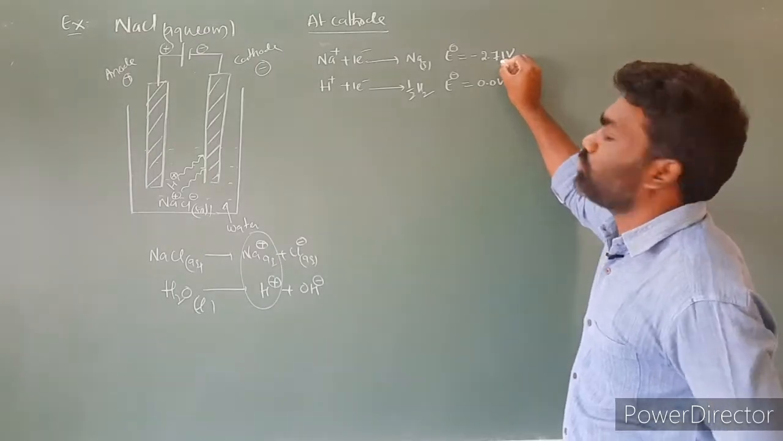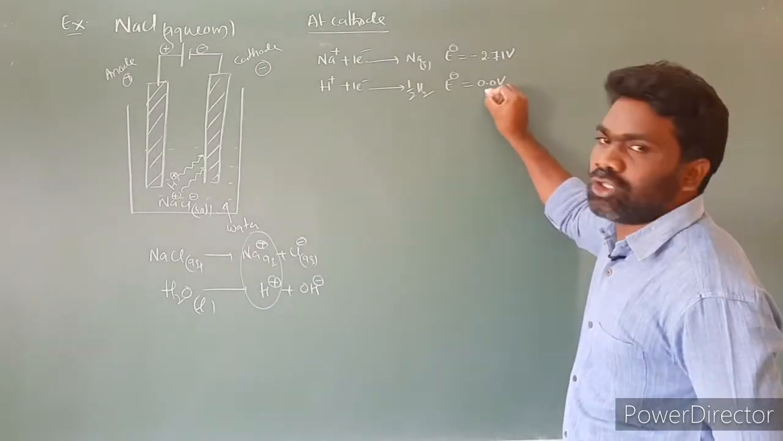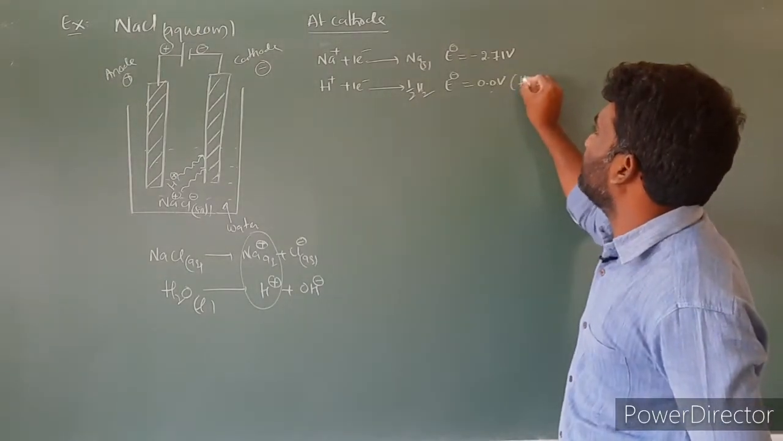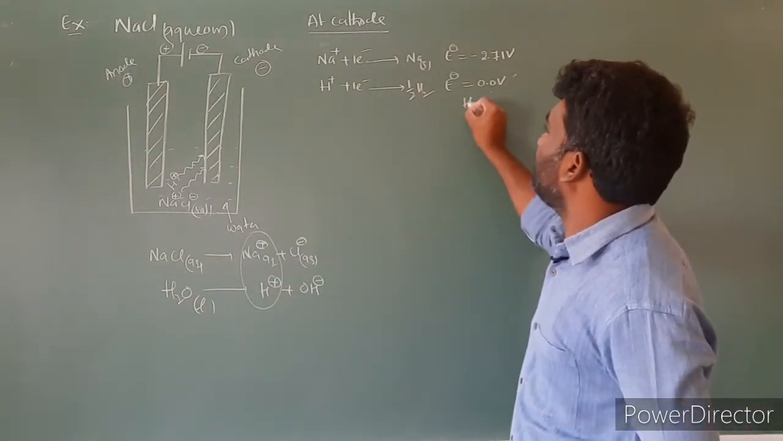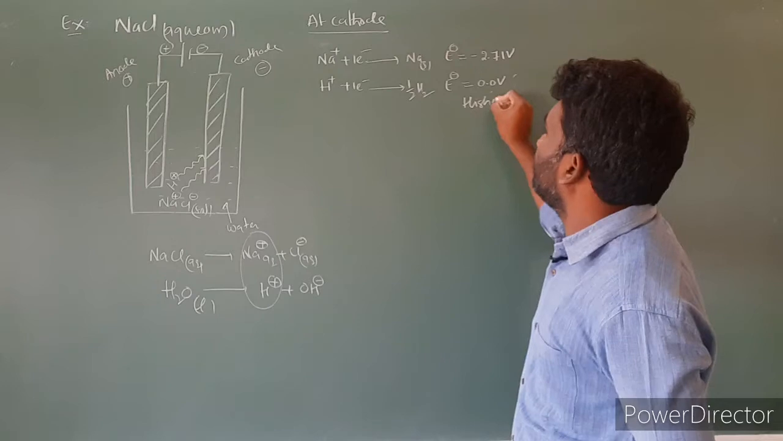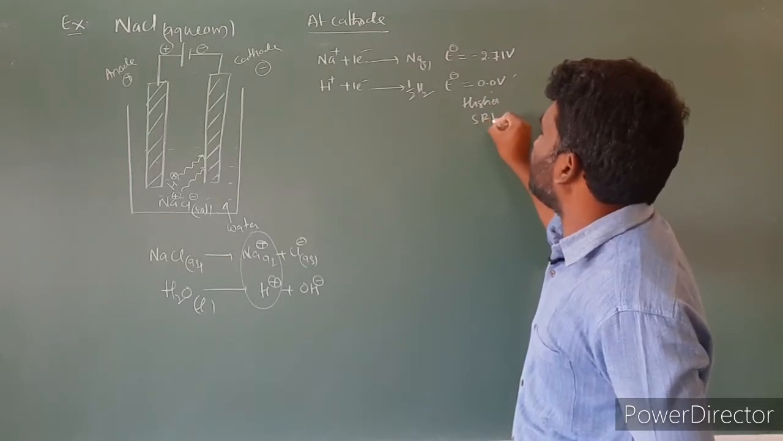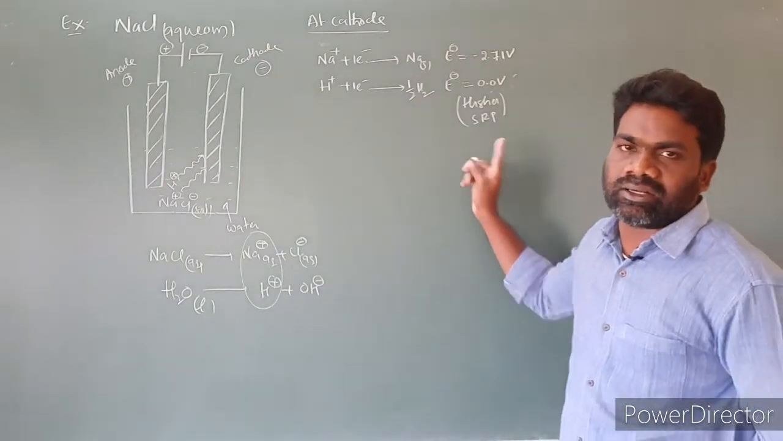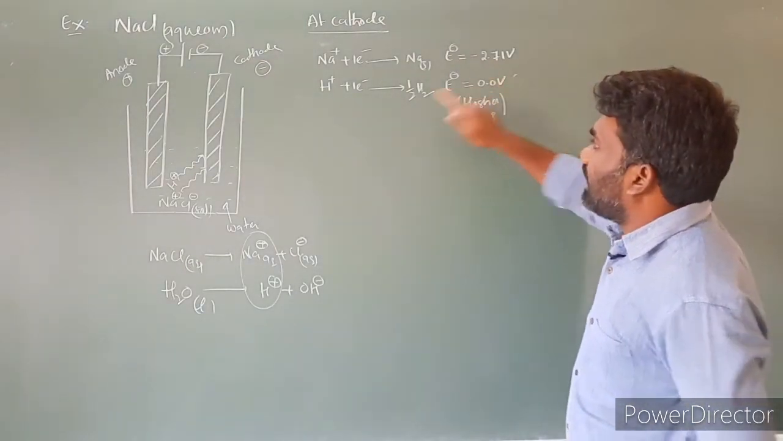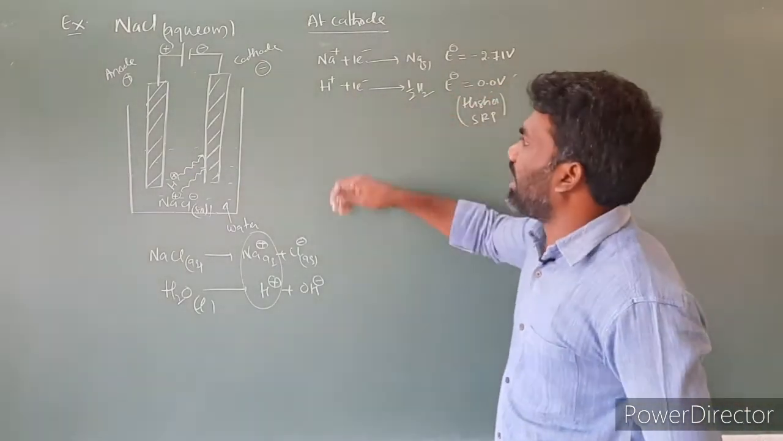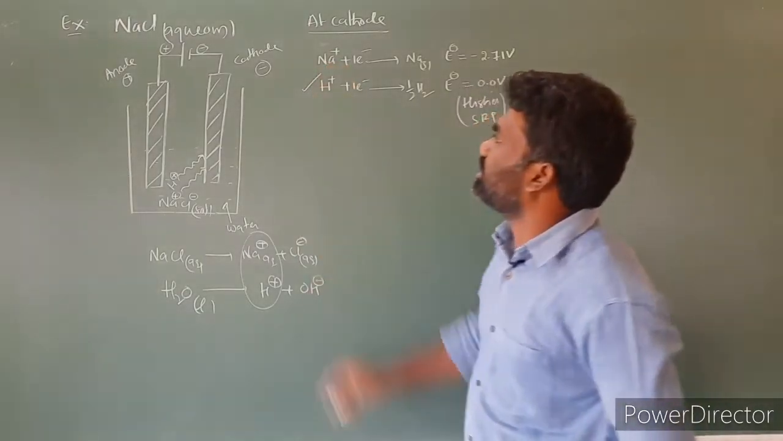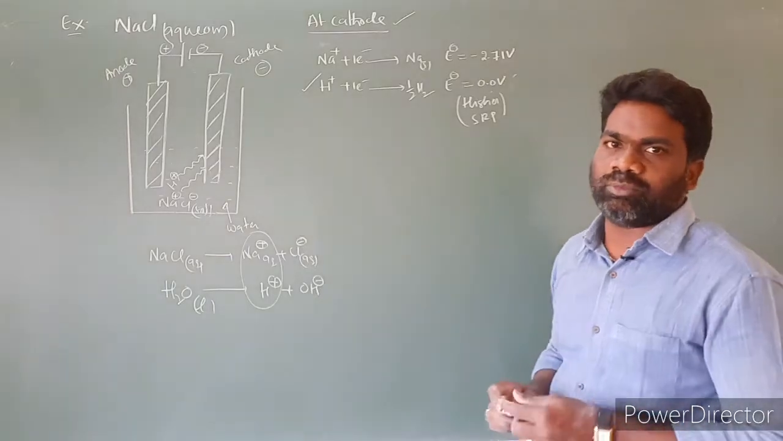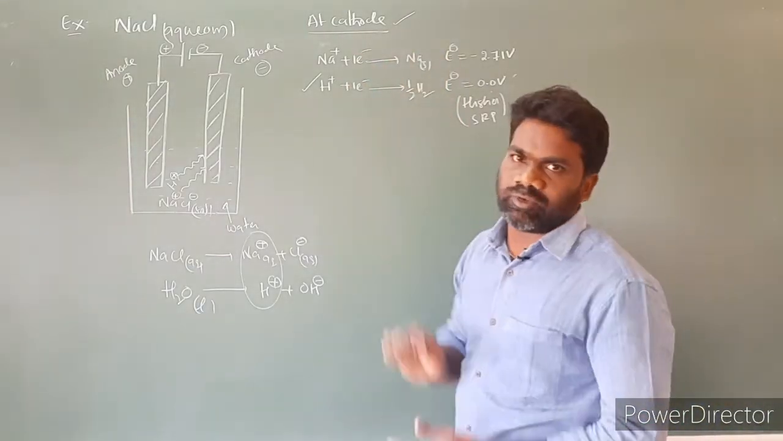So this is minus 2.71, this is 0 also. Compare these two values, which is higher? This is the higher. SRP, standard reduction potential or standard electrode potential. So the cation with higher standard reduction potential or electrode potential discharges at the cathode. Very important point. In any case you can apply this principle only.